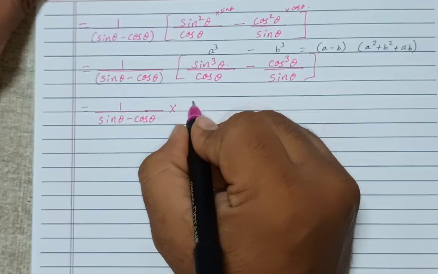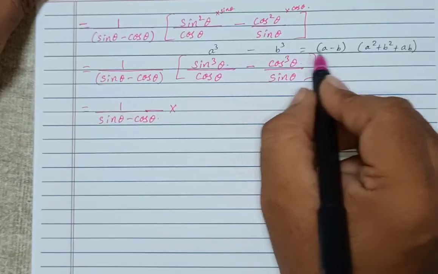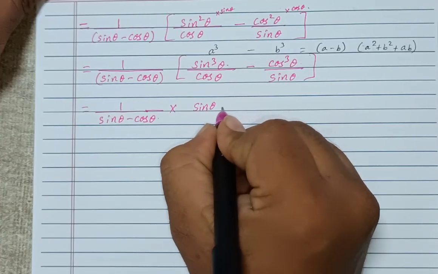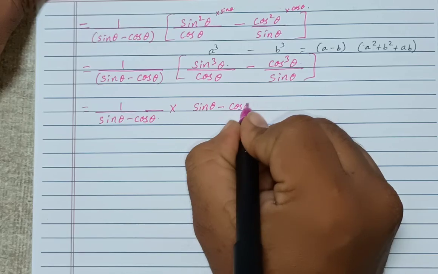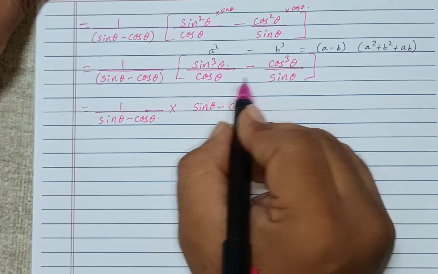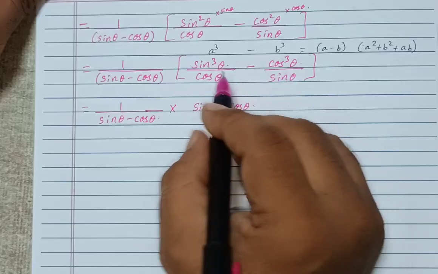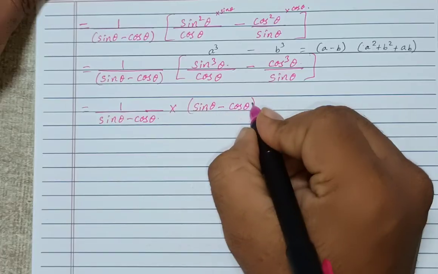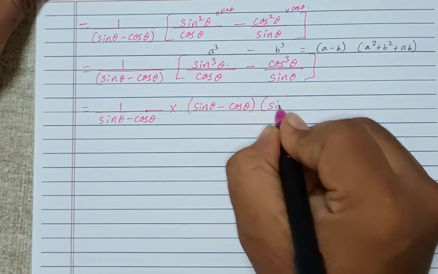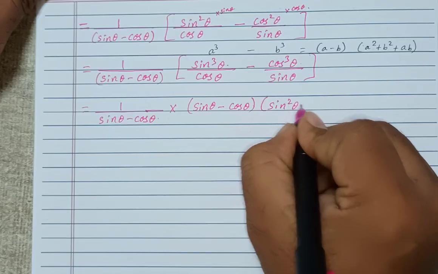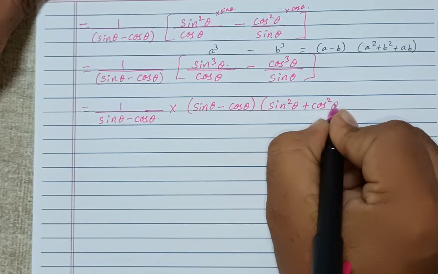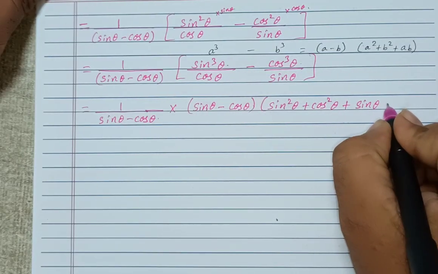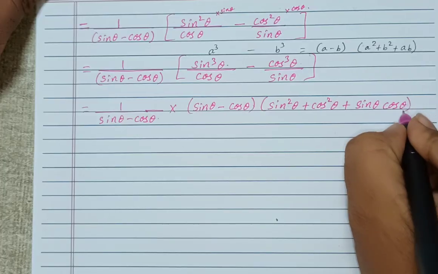into sin cube theta minus cos cube theta, so this a cube minus b cube is a minus b, so that means sin theta minus cos theta. You can write here, children, whole divided by cos theta into sin theta also. I have written here separately after taking the LCM, sorry for that. So into, I will write in the next step, sin square theta plus cos square theta plus, again, sin theta into cos theta.